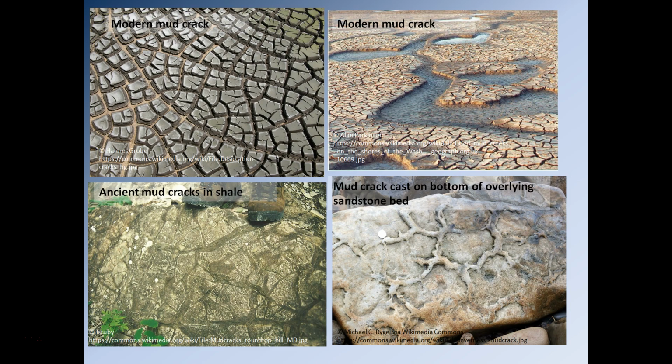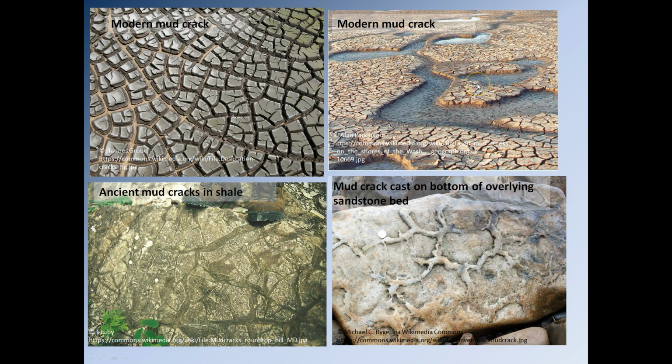So here we have some modern examples of mud cracks. You can see one here and here. This is a case of a very muddy sediment. You can see it's dried out, and you can see all these cracks. We have lots of pentagonal and hexagonal shapes, also quite a few square shapes as well.